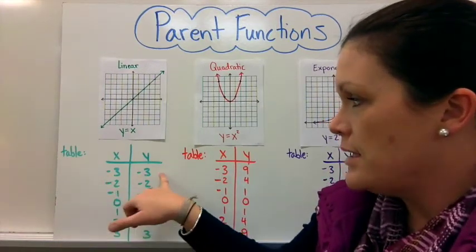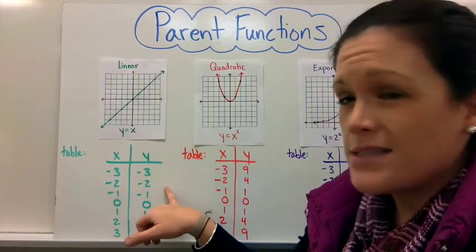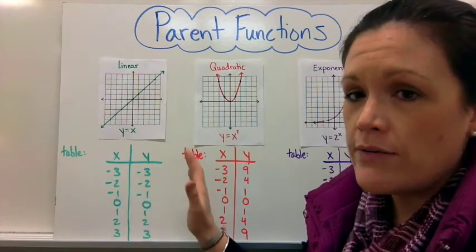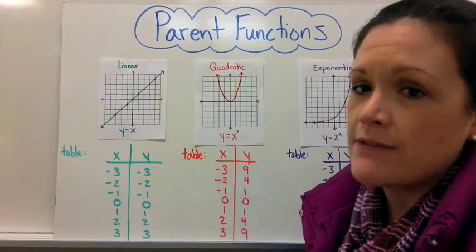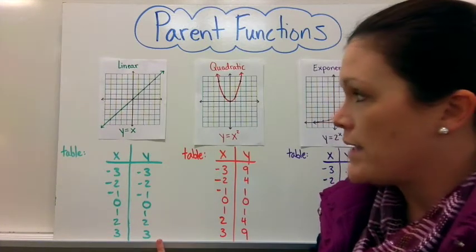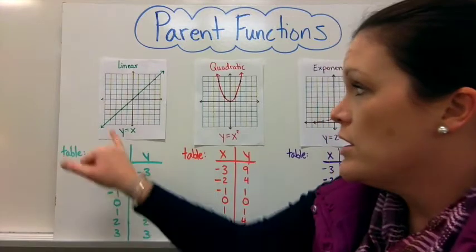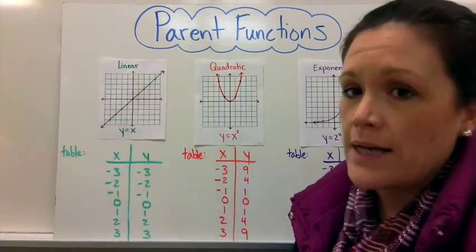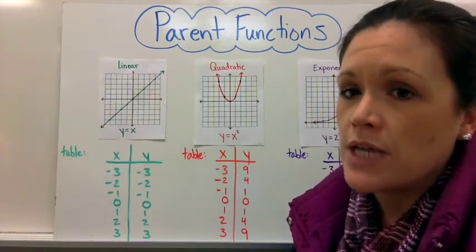Each x is equal to y. Now that doesn't happen with every line, but our parent function is our most basic version of a linear equation, which is y = x. So each y is equal to x. And linear is always graphed as just a line, and it has a constant rate of change.